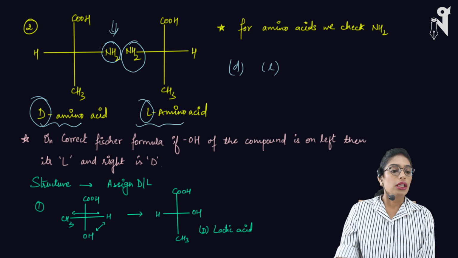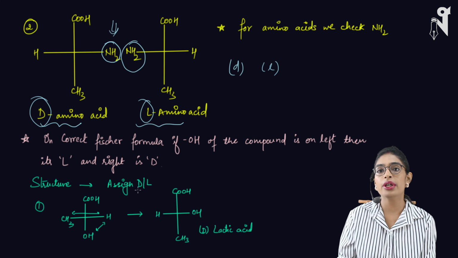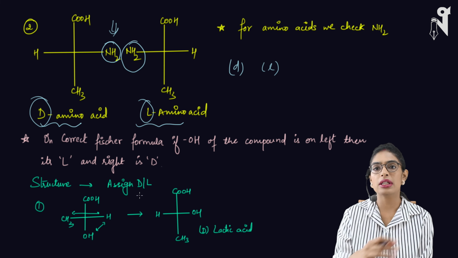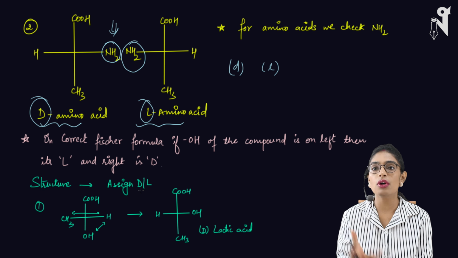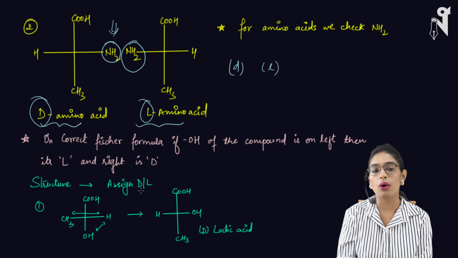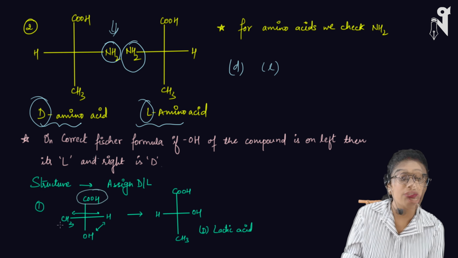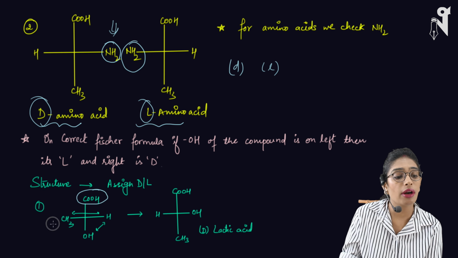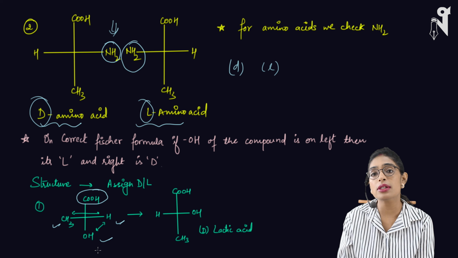Okay, so let's see, we have some questions over here. We will assign D and L. It doesn't have much complications involved. Just look at it and quickly do it on your own. I have this compound, I have CHO over here, CH3 here, hydrogen here, and OH here. Now see whether this Fisher projection is the perfect Fisher projection or not.